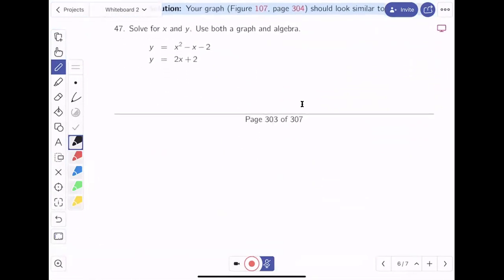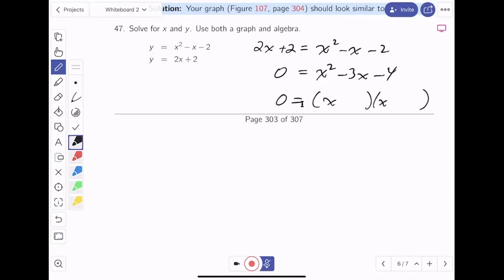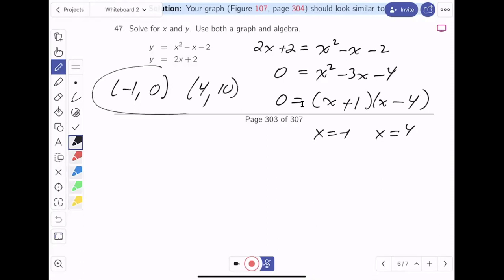And 47, use graph and algebra to do it. First of all, I think you probably know I like algebra. So let's write this down. 2x plus 2, that's y. And y is also x squared minus x minus 2. What do you get over here? x squared minus 3x minus 4 equals 0. Factoring, 4 and 1: x equals -1, x equals 4. Got my 2 points, and it's going to be -1. And -1 would give you a 0. I'm using the second equation to do that. And the next one's going to be 4. Now it would be 8 plus 2, which is 10. Got my 2 points of intersection.